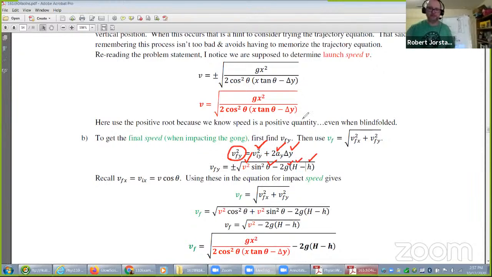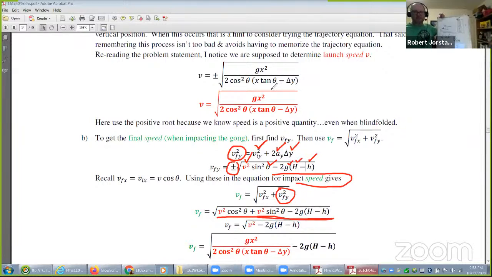Yeah. Now notice, if I want to find the impact speed, it doesn't really matter. I don't know which plus or minus I'm going to use, but I know if I'm doing the speed, I'm going to square it out anyways. So v final y squared, I don't even need that square root. So that gives me this big blob right here.